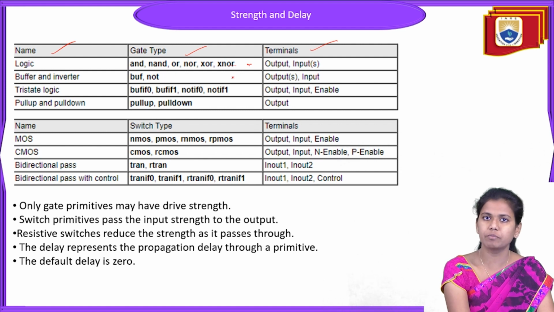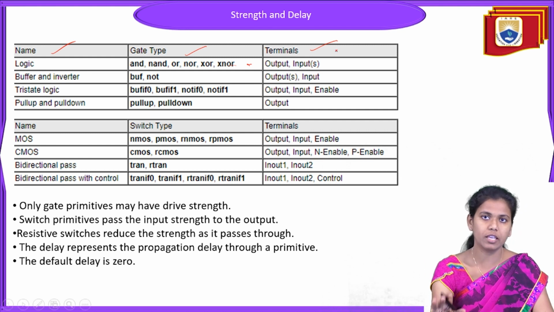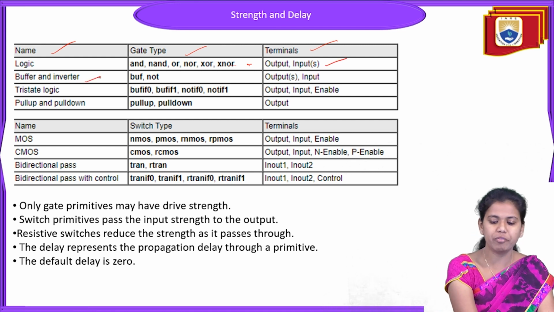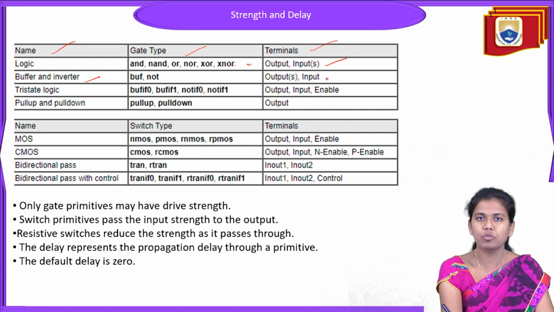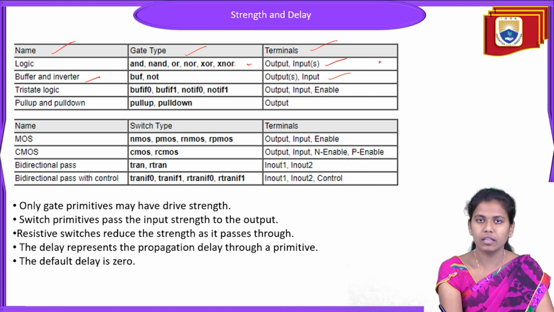For these basic gates, in the terminal list we have to write the instantiation, the initialization of the things, that is the inputs as well as the outputs. When it comes to the buffer and inverter, in these two gates as well, we have to write in the terminal list the output and inputs, which need to be initialized.